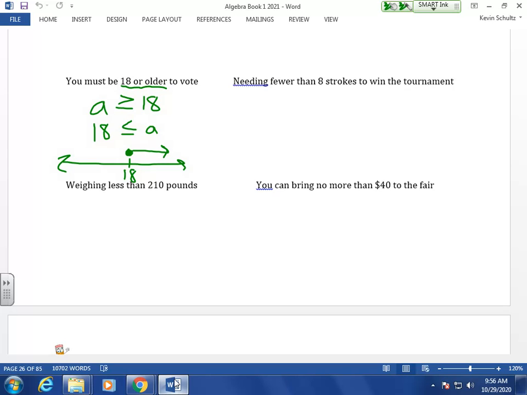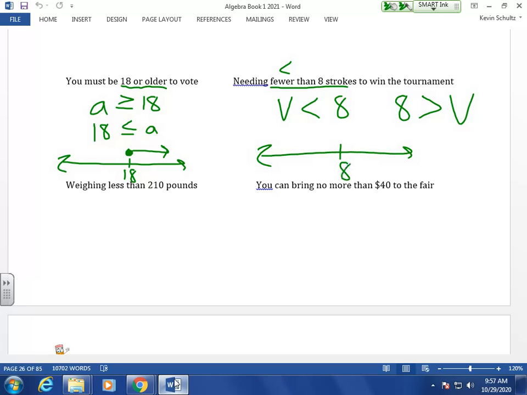Needing fewer than 8 strokes. I think we did this one yesterday. Maybe it was a different class. But in any case, the word fewer refers to less than. My S's look like 5, so I'm not going to use S for stroke. I'll use V for victory. V is less than 8, or 8 is greater than V. And then the graph of this is going to be 8, open circle, because 8 is not included here, and then it's going left.